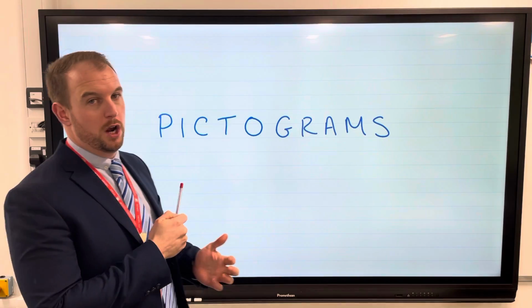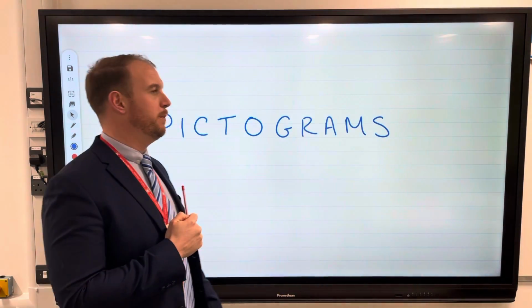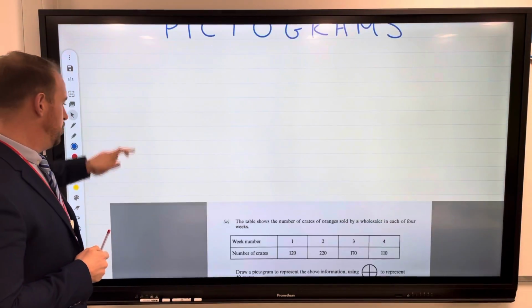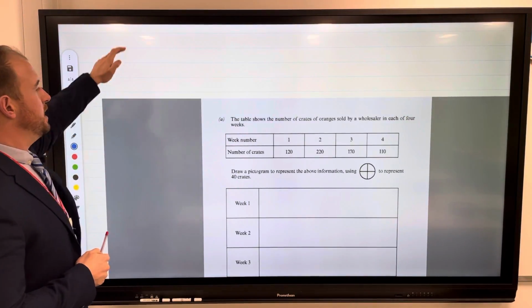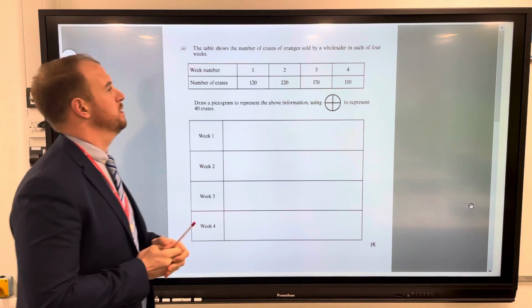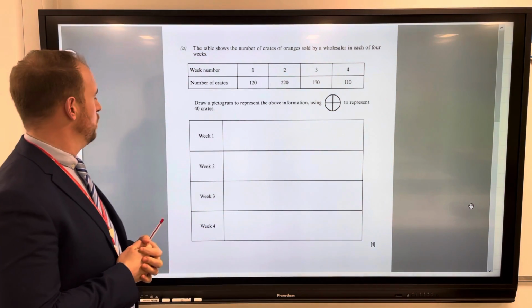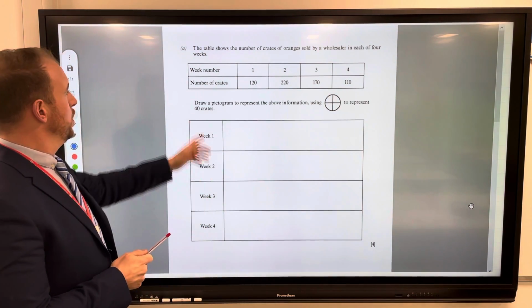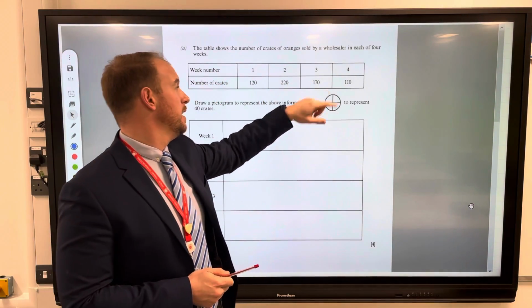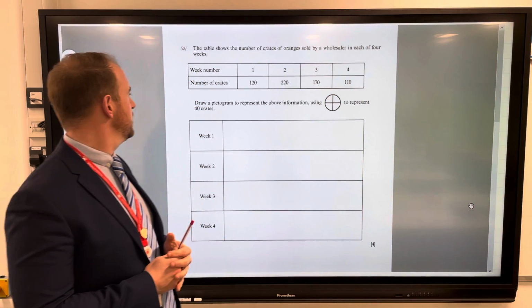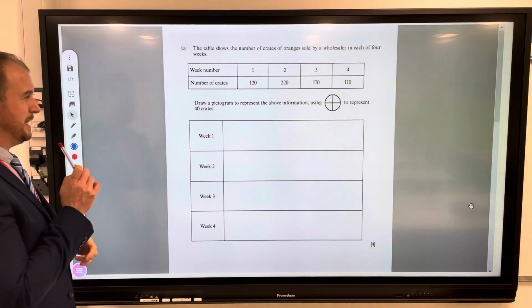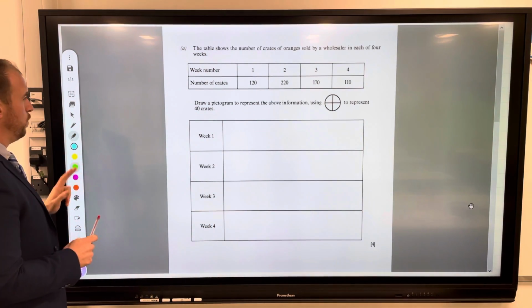So in this lesson we are looking at pictograms, and more importantly, drawing these pictograms. So let's have a GCSE style question. The table shows a number of crates of oranges sold by a wholesaler in each of 4 weeks. So you can clearly see the 4 weeks. Week number 1, 2, 3, 4, number of crates, 120, 220, 170 and 110. Draw a pictogram to represent the above information using that symbol as 40 crates.